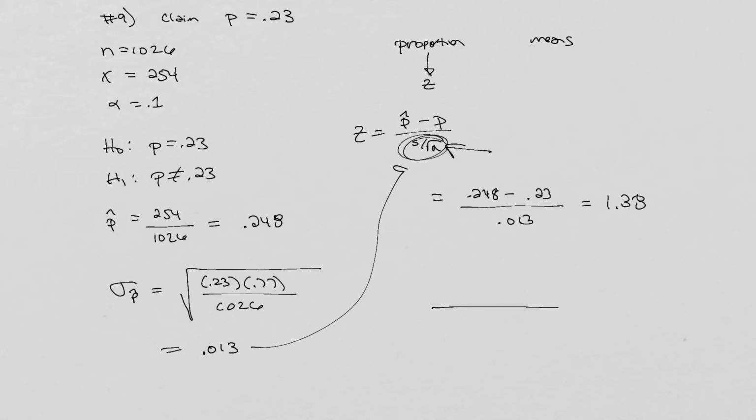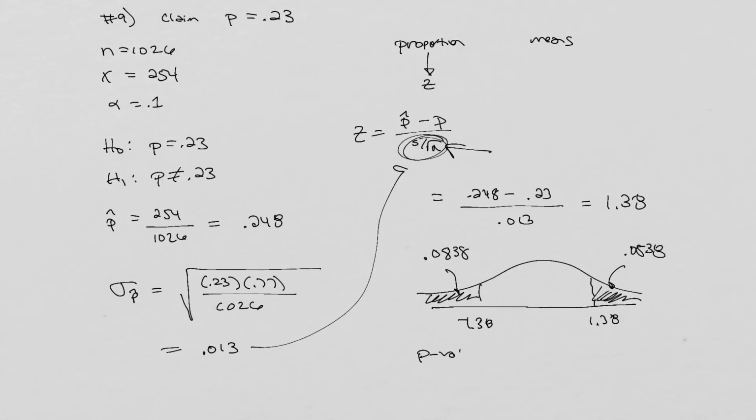Right? So again, what we'll do to get our p-value is we'll find the probability of getting this z-score and higher, and since it's a two-tailed test, that z-score and lower. Right? And again, if you look these numbers up in your chart, this probability is 0.0838. This probability is 0.0838. So if we add those together, the p-value is 0.1676. All right? And we're testing this against alpha equals 0.10.